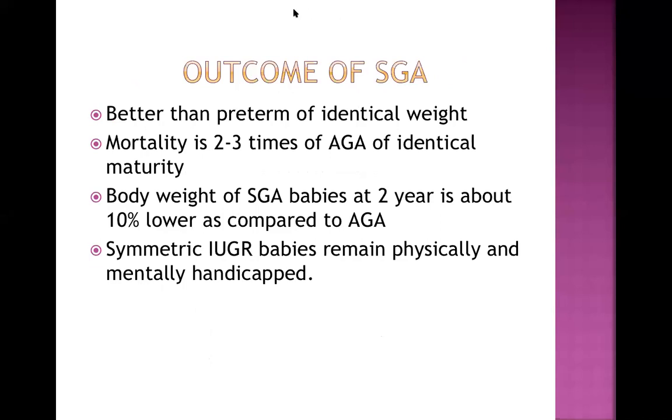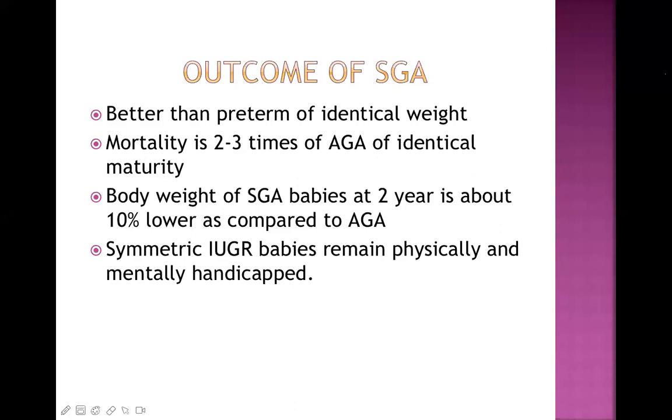Now, on the other hand, what is the outcome of SGA or IUGR babies? They are better than preterm babies of identical weight. I'll give you one example here. One baby is born at 34 weeks of gestation, and he is 2 kg. Another baby is born at 39 weeks of gestation. He is also 2 kg. Now, the second one is a full-term baby, isn't it? But the weight is low. That baby is called an SGA or IUGR baby. Because of the maturity, the second baby has a much better prognosis or outcome than the first.